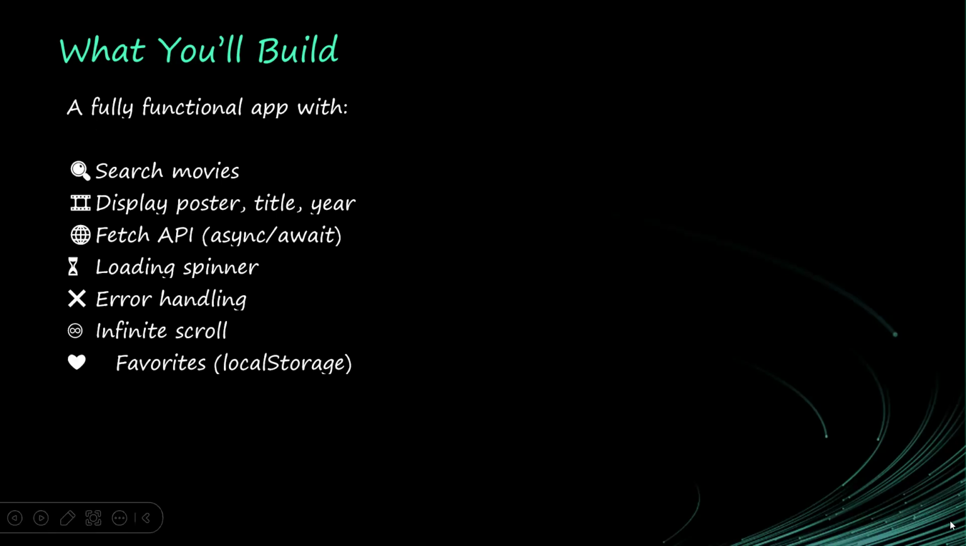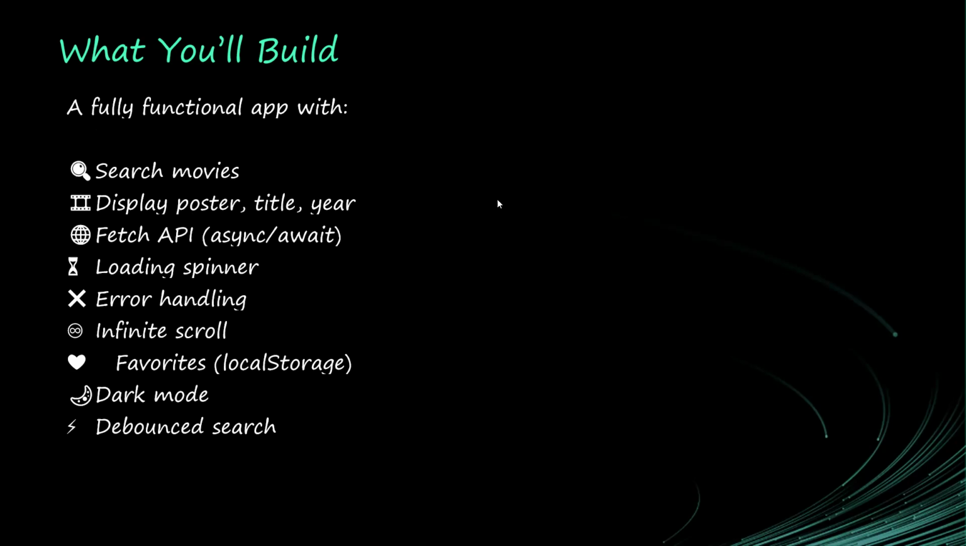Users can also save some movies as their favorites. We'll save them in local storage. We'll also have dark mode, so we'll toggle the mode. We also have a debounced search, so that we don't just search as the user is typing. We would wait for some milliseconds before we actually run the search function. We'll also have a movie details modal, so if a user clicks on more movie details, it will come up as a modal.